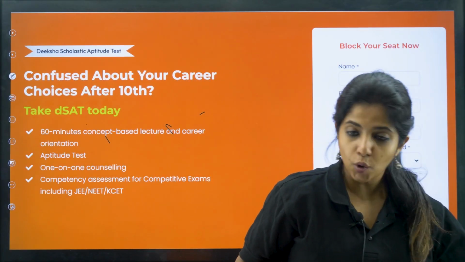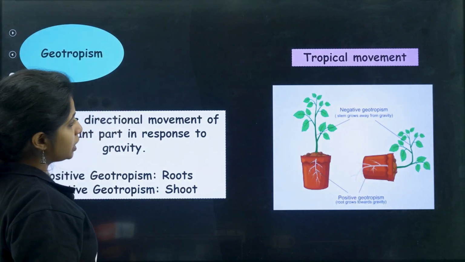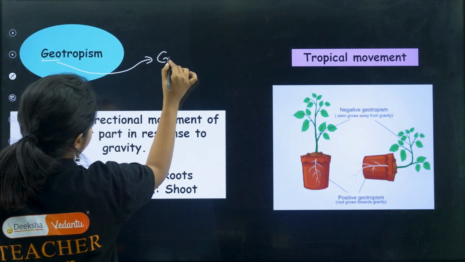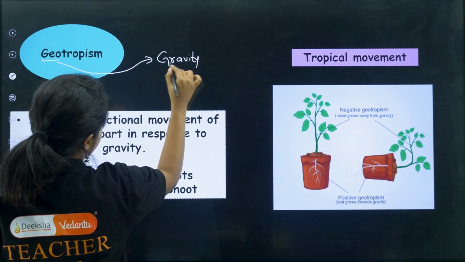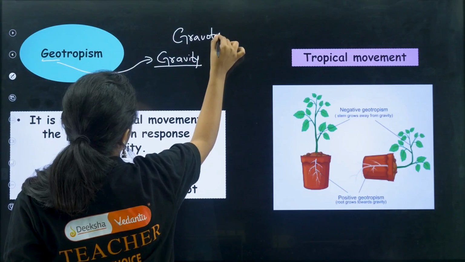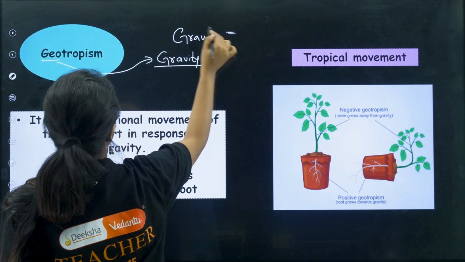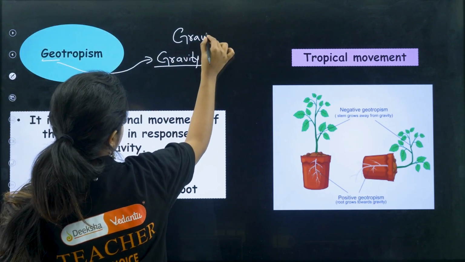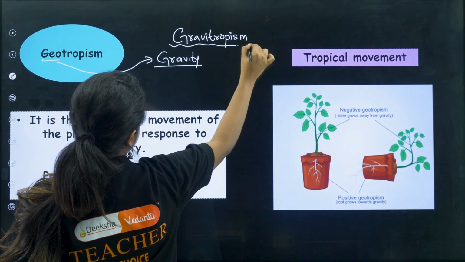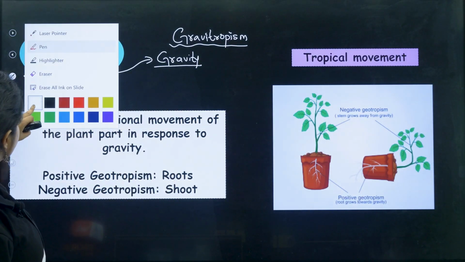Now, let's go ahead with the next thing. So phototropism is done. Now let's talk about geotropism. I told you, geo basically means you're talking about gravity. And geotropism is also known as gravitropism. It is a directional movement of the plant part in response to gravity.